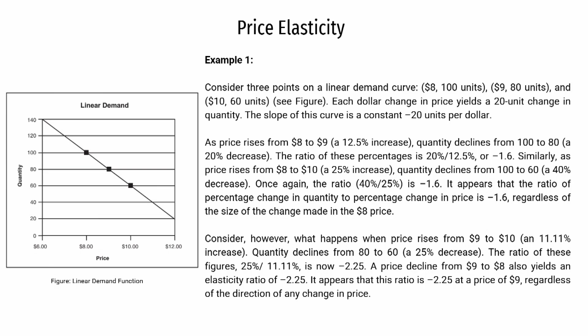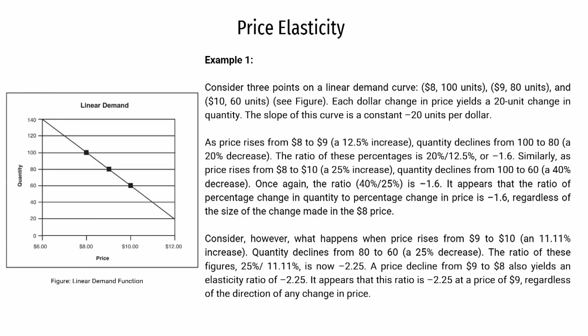Now look at this one. The quantity declines from 100 to 80. So there is a 20% decrease in quantity. So what would be my price elasticity? 20 divided by 12.5, and that gives me a value of minus 1.6.